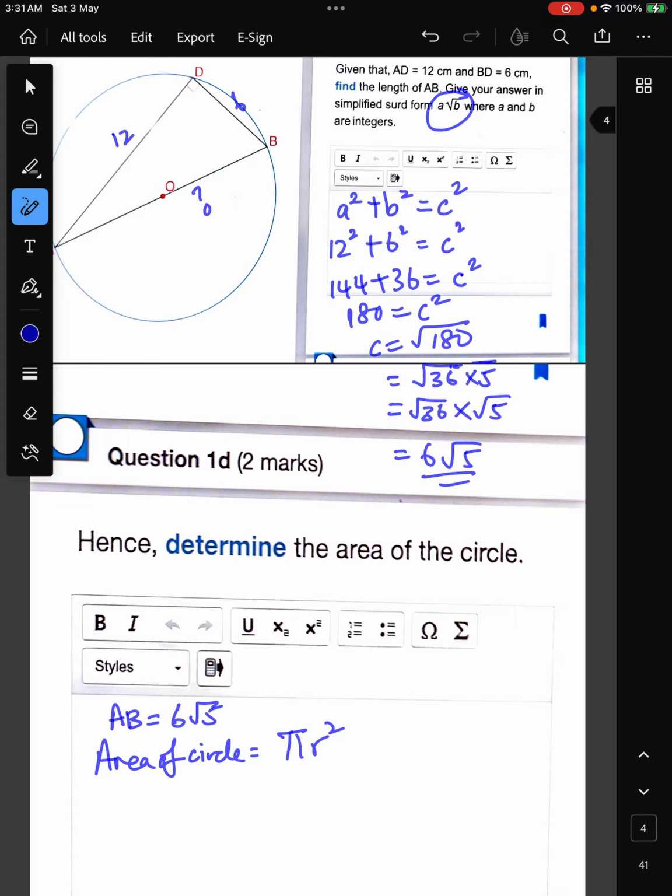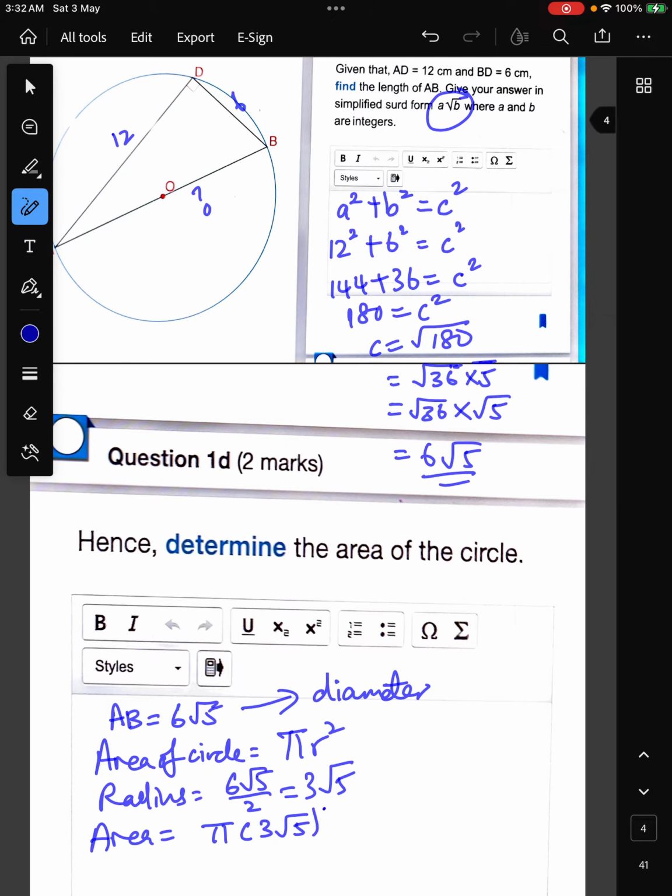So if we know that AB is the diameter, we need to first find out what the radius is. And since we know that the radius is basically half the length of the diameter, I'm going to take 6 root 5 divided by 2 first. So that's going to give me 3 root 5. And since we know that 3 root 5 is the radius, I'm just going to put this number into the formula. So area is just going to be pi times 3 root 5 squared.